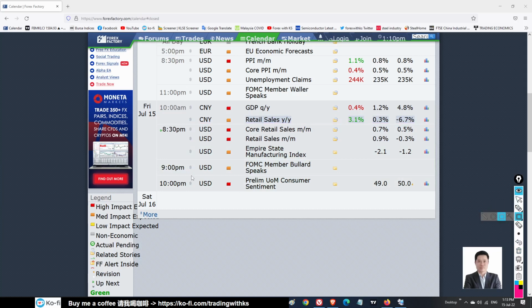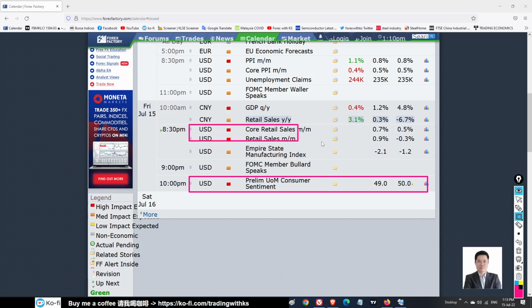We also got the preliminary University of Michigan consumer sentiment. They expect a drop from 50 to 49, so do watch out for this one. These are the ones you might want to see tonight.